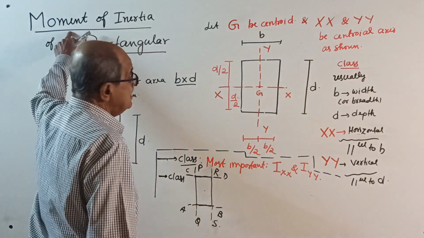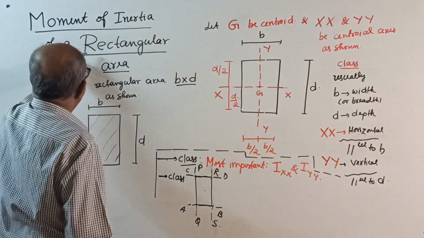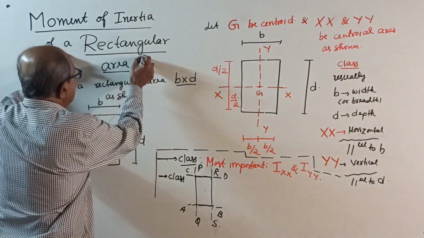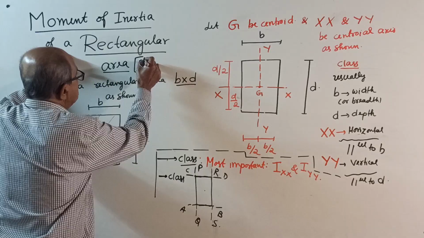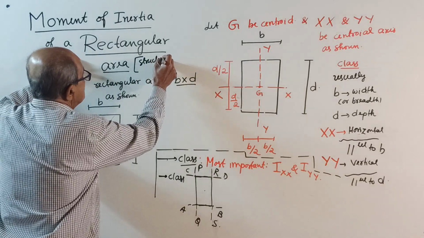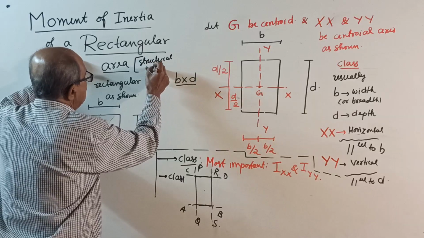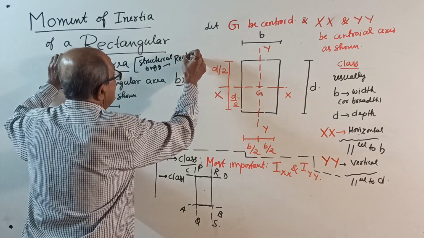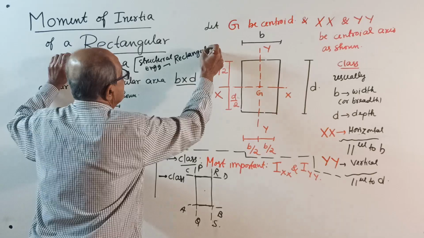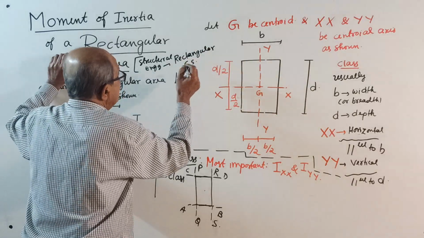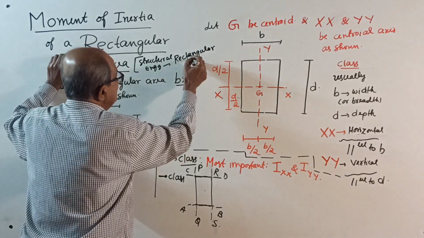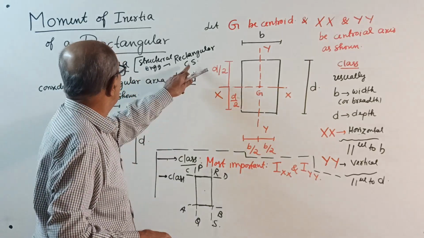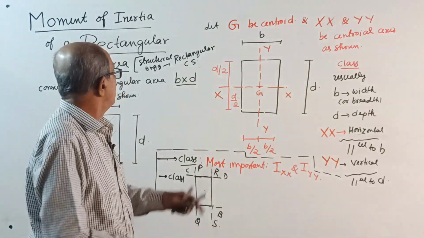Today we will cover moment of inertia of a rectangular area, or rather, from a structural engineering point of view, you can write rectangular cross section. Actually, it is a rectangular cross section. But here in engineering mechanics we call it an area, or lamina. But in structural engineering it is a rectangular cross section of a structural member. You can write.